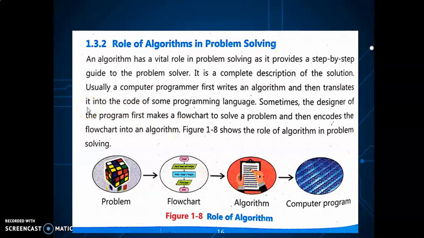And that's all for today. Inshallah, you have learned about the algorithm, and I hope that you have understood the definition of algorithm and its role in problem solving.